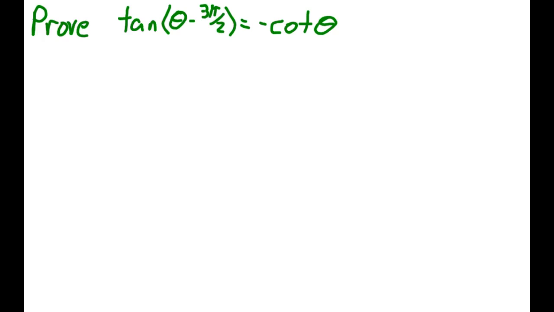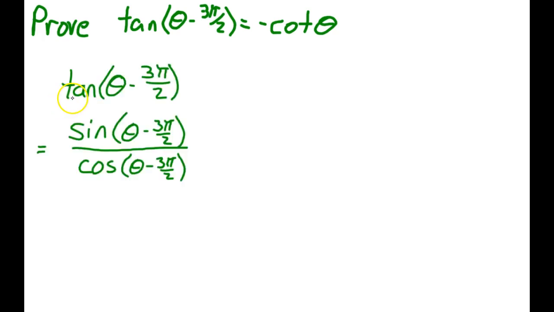In this last example, we want to prove that the tangent of theta minus 3 pi over 2 is equal to negative cotangent theta. So in this, I'm going to use the identity that I wrote down towards the beginning of the lesson, that I told you to write down on your identity sheet, rewriting this in terms of sine and cosine. So if we start with the tangent of theta minus 3 pi over 2, we can rewrite that as the sine of theta minus 3 pi over 2 divided by the cosine of theta minus 3 pi over 2.